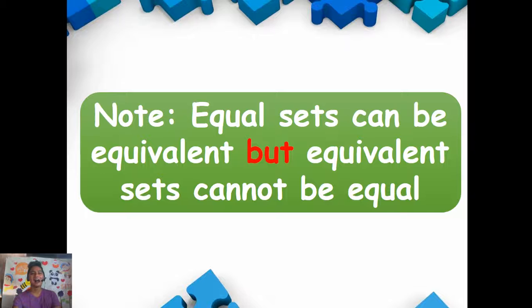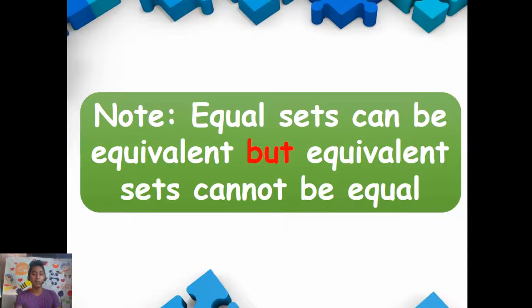Next. Note, equal sets can be equivalent, but equivalent sets cannot always be equal. So when the two sets are equal, they are also equivalent sets. Why? Because the condition of equivalent sets, the number of elements being the same, is also a condition of equal sets. So it meets the condition of equivalent sets. Therefore, when the two sets are equal sets, they are also equivalent.